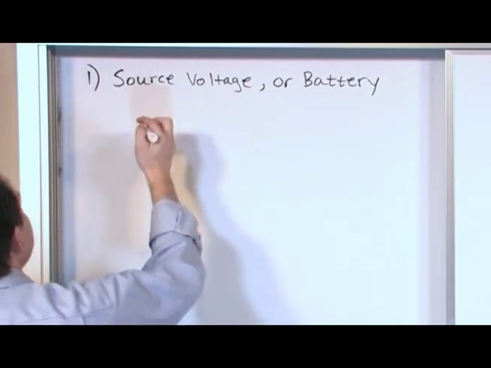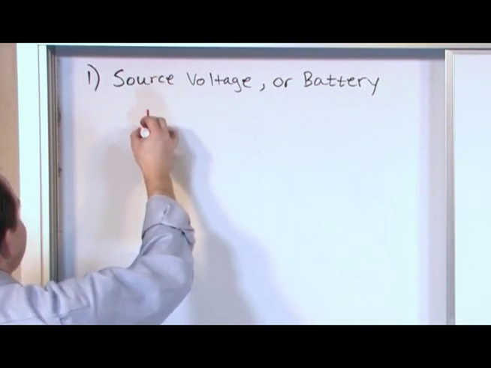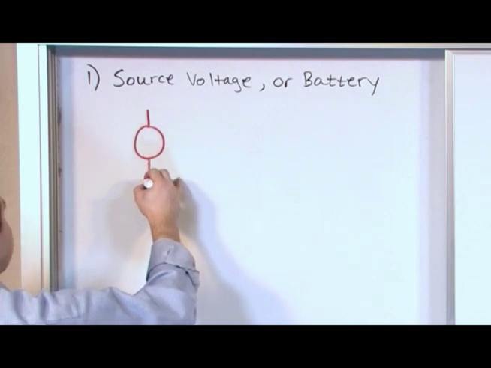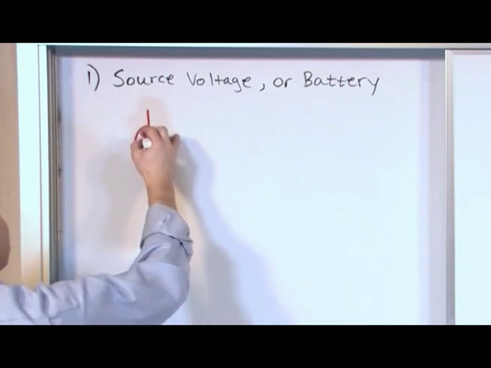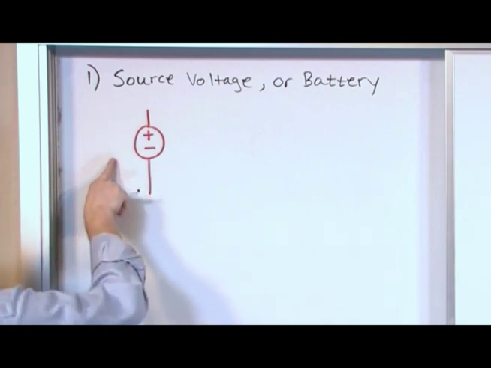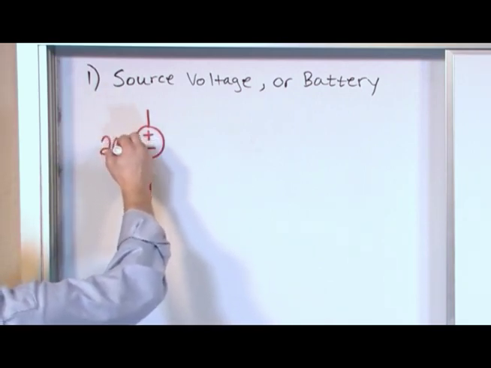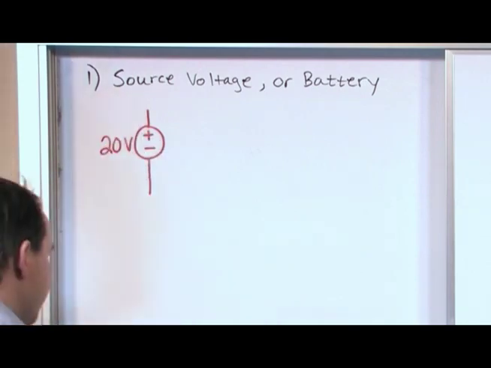So the most common thing you're going to see in a classroom environment to draw or denote a source is a circle like this, right? Now inside that circle is going to be plus minus, and we've kind of talked about that a little bit, and you'll have a label somewhere over to the side, or maybe it's even inside. Maybe this is 20 volts, 20 V. And we've already talked about that.